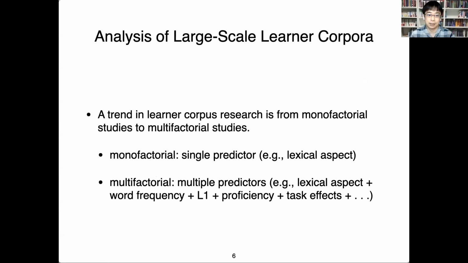So one trend in learner corpus research is from monofactorial studies to multifactorial studies. By monofactorial studies, what is meant is that we have a single predictor. So say we predict the accuracy of grammatical morphemes as a function of lexical aspect alone. Whereas multifactorial studies are where we use multiple predictors for a single phenomenon. So we say predict the accuracy of grammatical morphemes as a function of lexical aspect, word frequency, the native language of the learner, proficiency, task effects, and so forth.